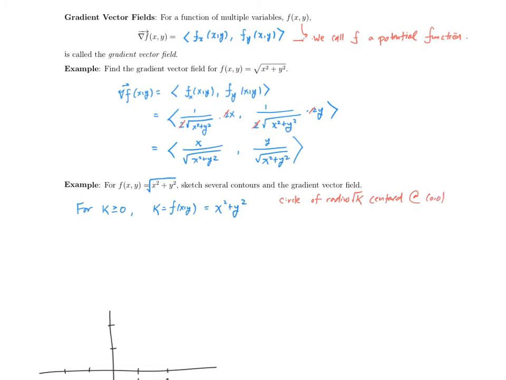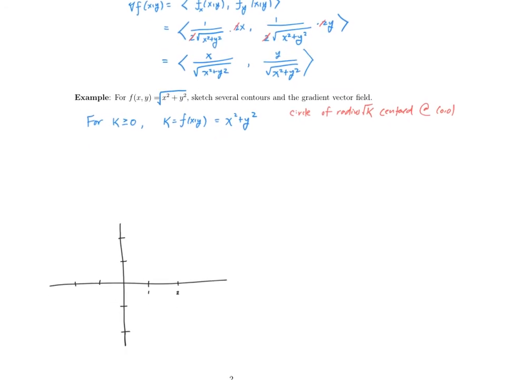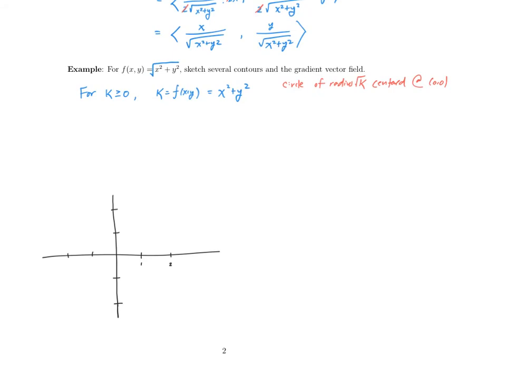And if we wanted to sketch several of these contours, that would be a quick and easy task for us. The k equals 1 contour would be a circle of radius 1, centered at the origin, and the k equals 4 contour would be a circle of radius square root 4, or in this case 2, centered at the origin. And I am only sketching enough of these contours to get an idea of how things will look and how these gradient vectors will behave.